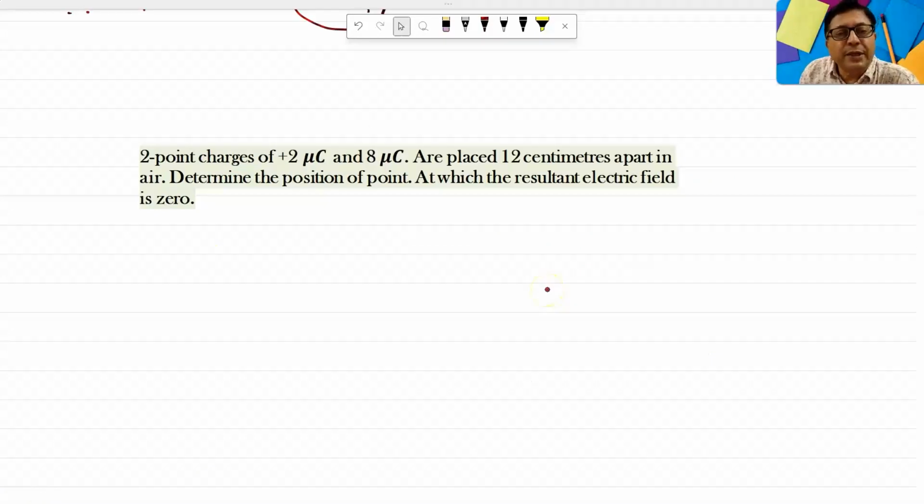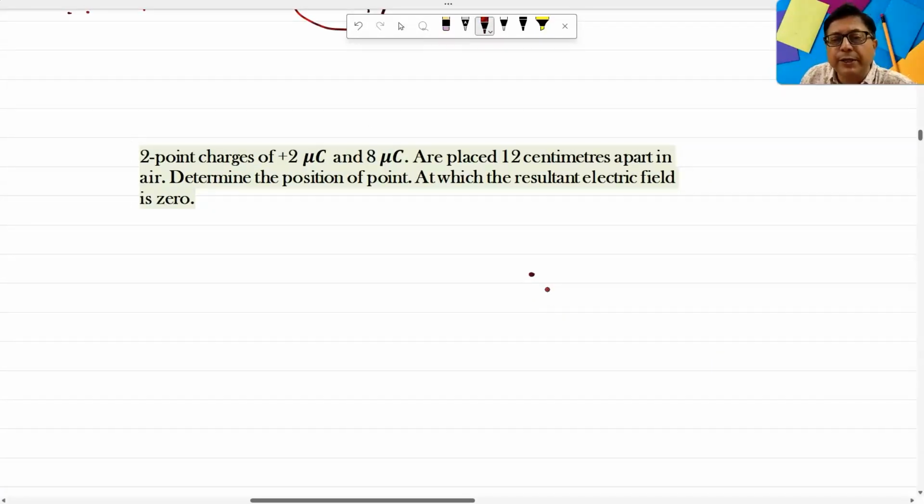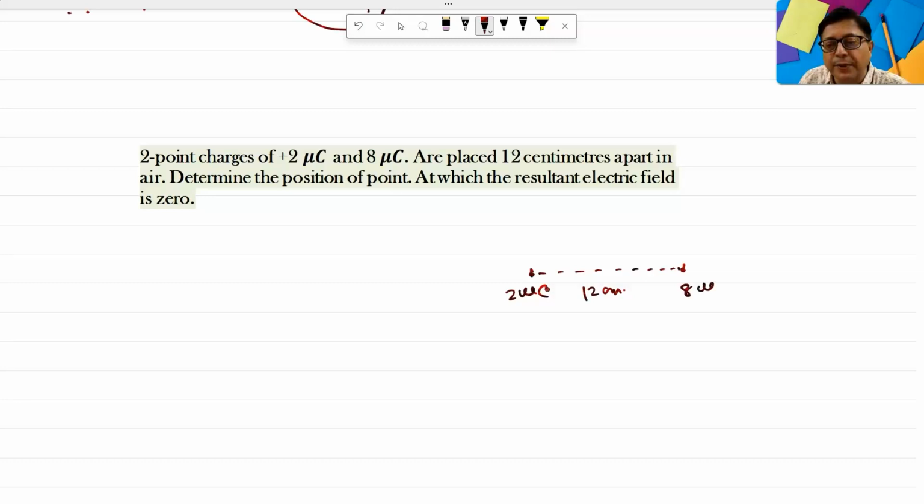Now the second question arises that 2 mu c and 8 mu c are placed 12 centimeters apart. The line segment we have taken is 12 centimeter. This one is 2 mu c and this one is 8 mu c. They are placed 12 centimeter apart here. Determine the position of the point at which the resultant electric field is 0.